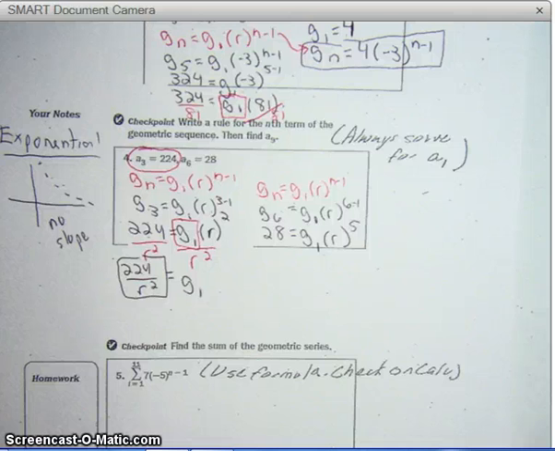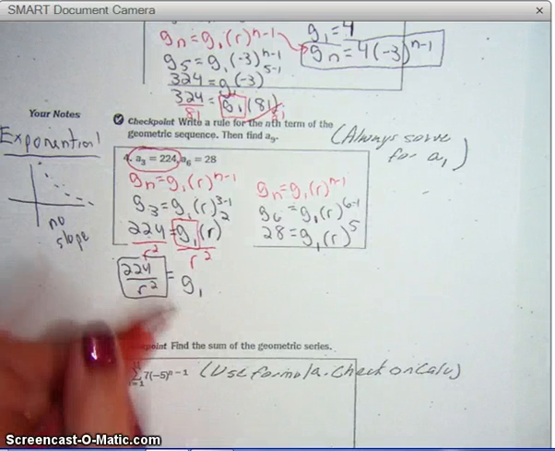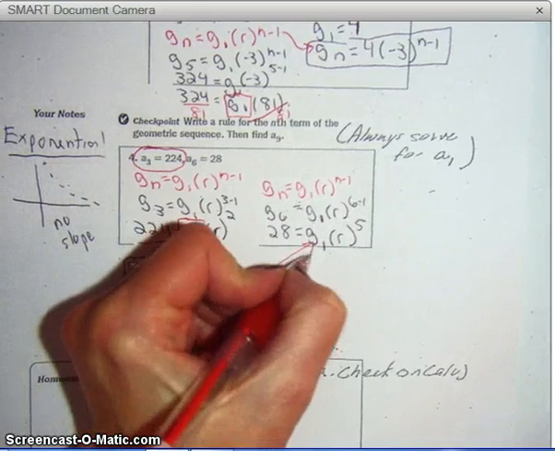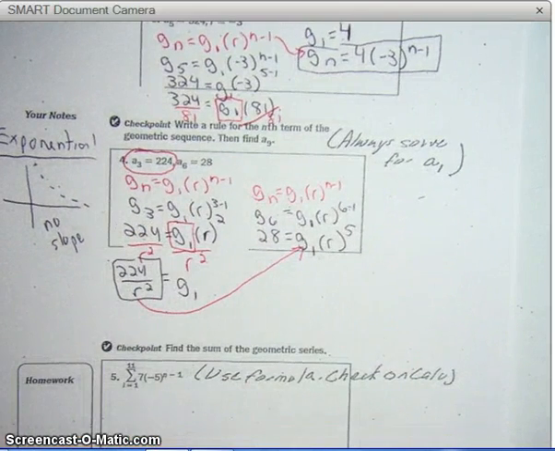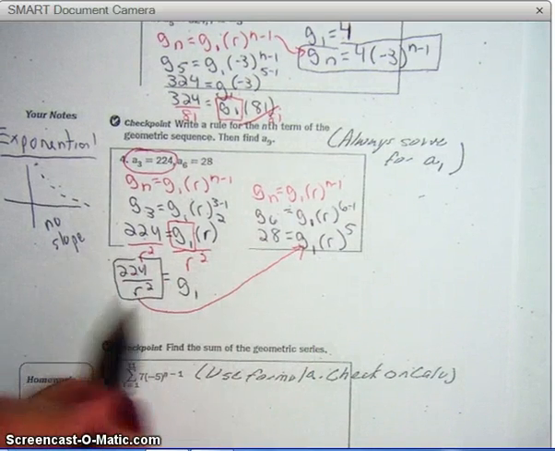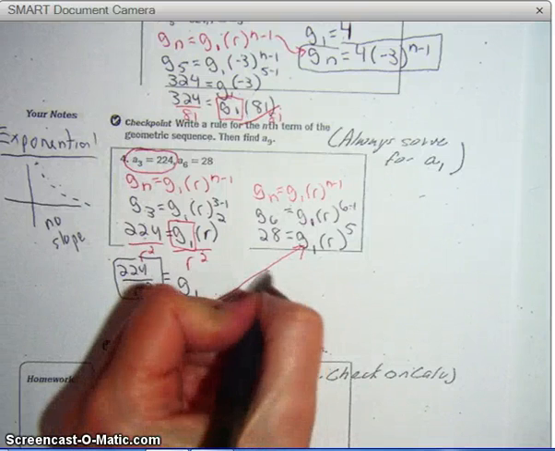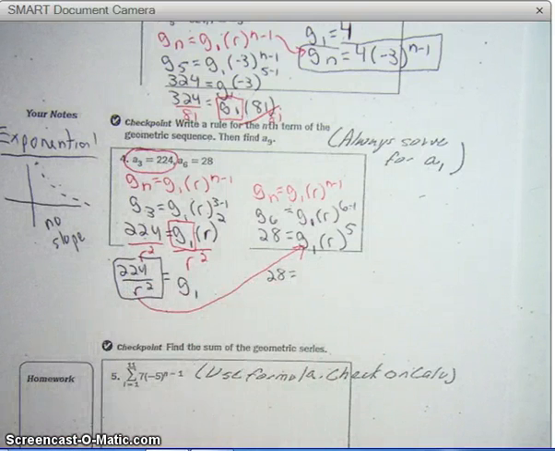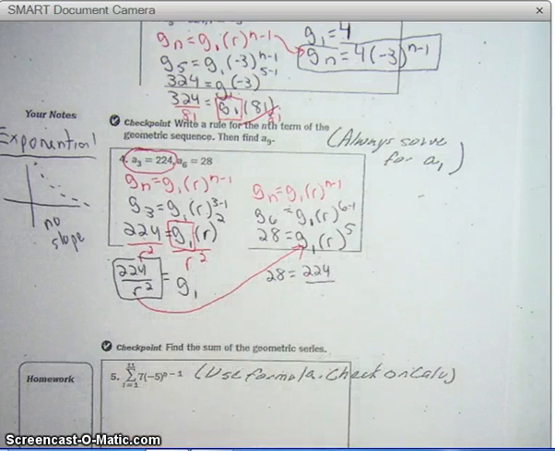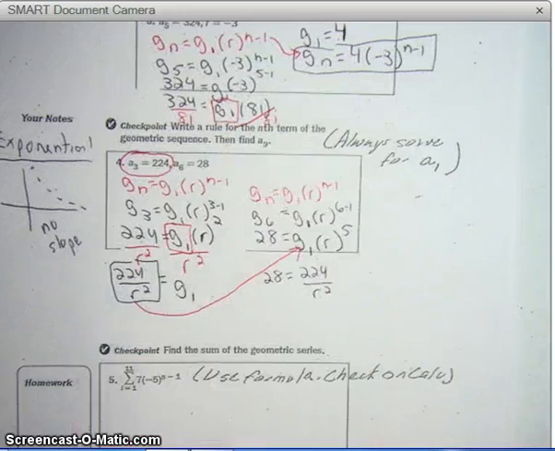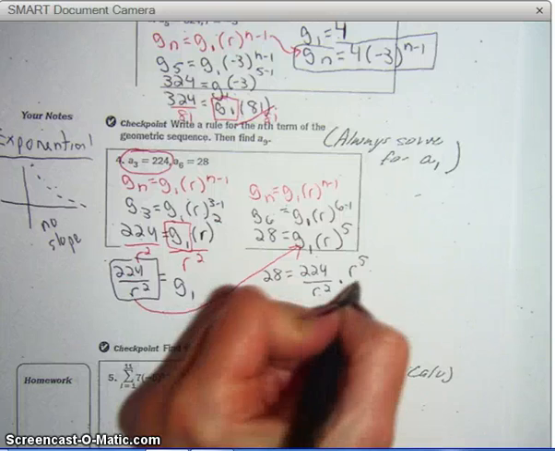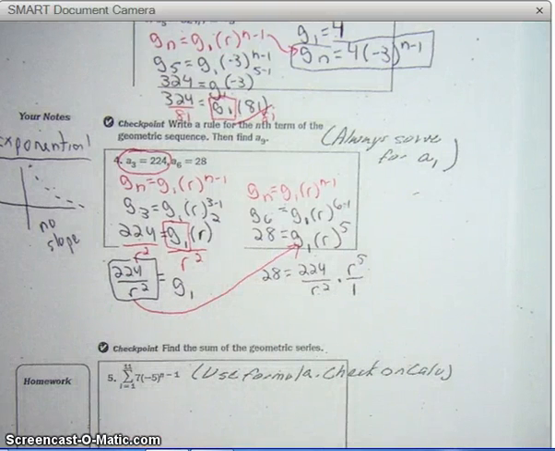Question? Okay. What we boxed in here is going to go over here in g sub 1. This is a new expression for g sub 1. So 28 equals 224 over r squared times r to the 5th, and I would prefer you guys take that r to the 5th and put it over 1.